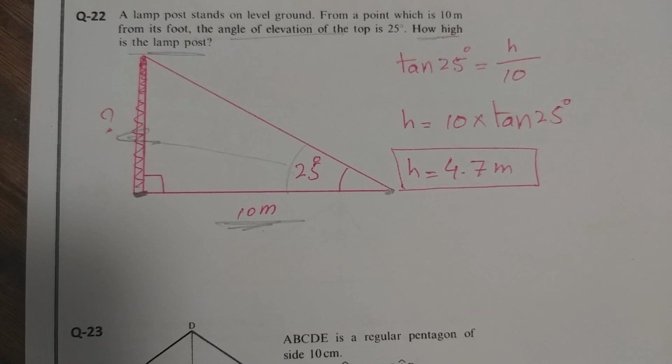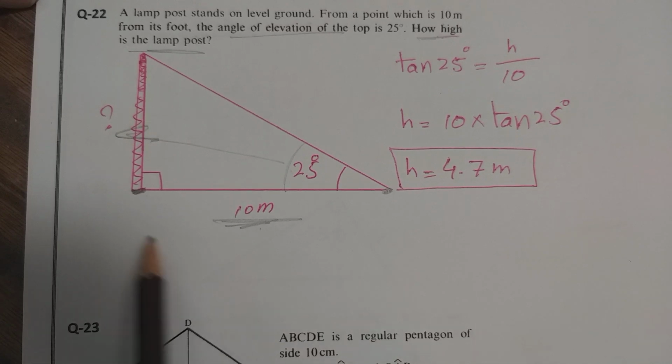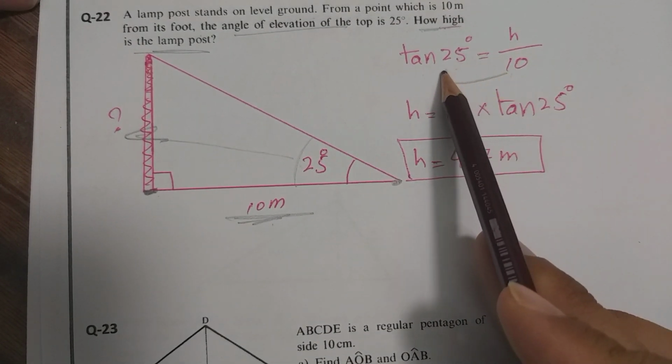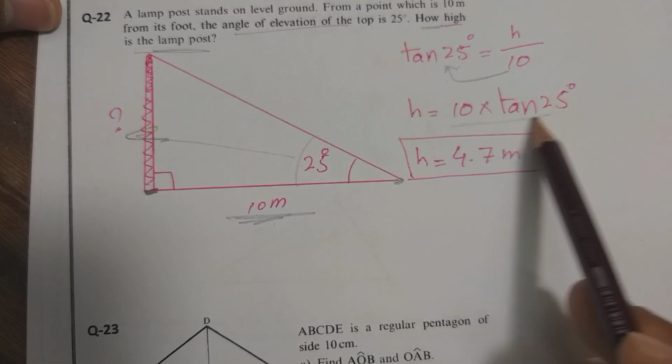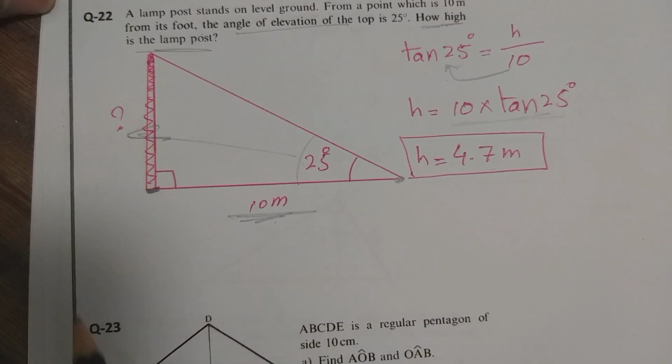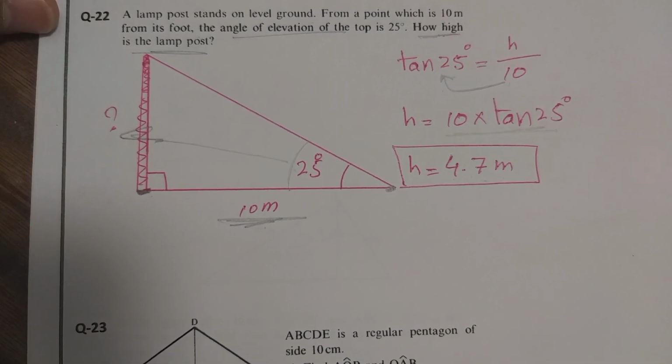Please guys, you must remember all the formulas, and then it's easy for you to simplify the solution. Whatever the ratio applies here, we can find out. Now opposite adjacent is 10, tan 25 equals height over 10, so division becomes multiplication. Simplify, you will find 4.7 meters. So the height of the lamp post is 4.7 meter.